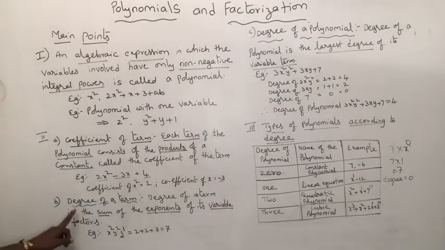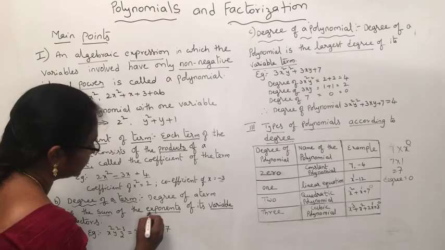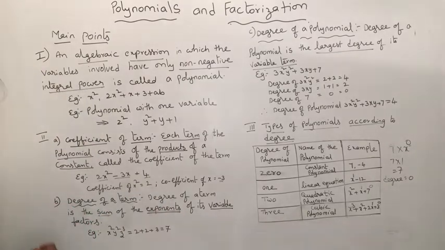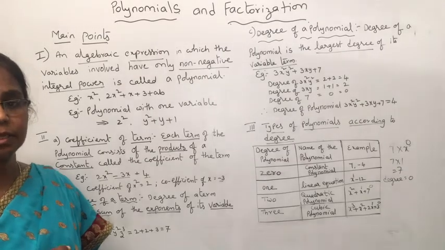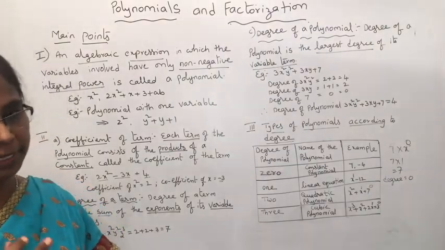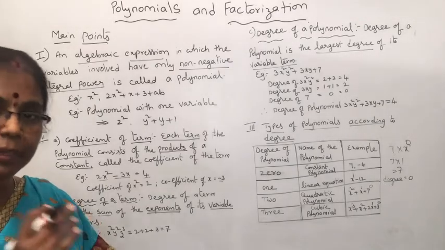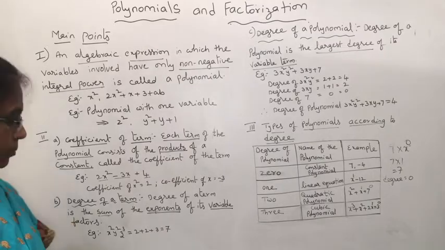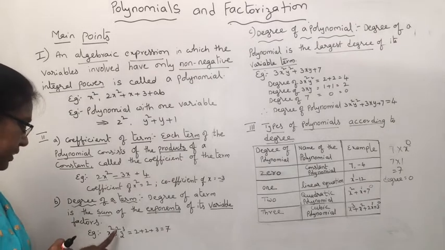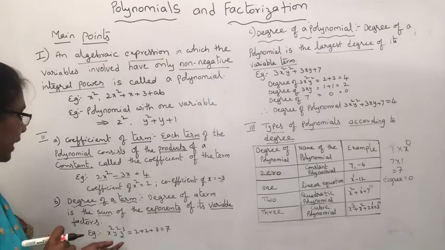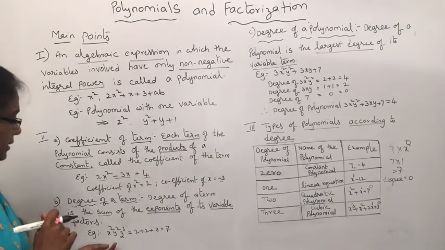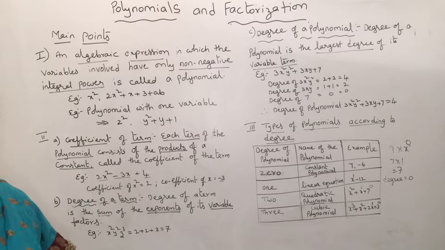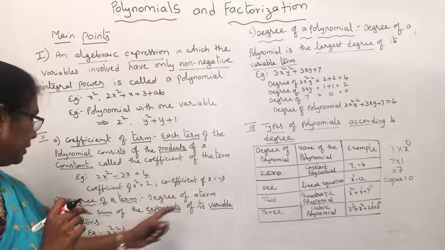Next, degree of the term. Degree of the term is the sum of the exponents of its variable factors. Now variable factors means a product of so many variables, x into y into z, a, b, c. These are called variable factors. Example, x square y square z cube. This is one example of variable factors. Now a into b into c into d, e into f into g, these all are variable factors.